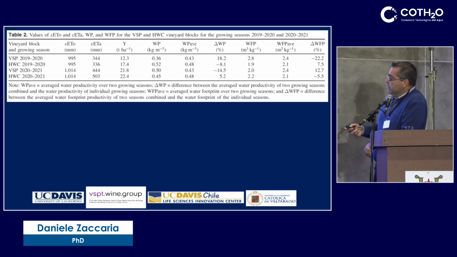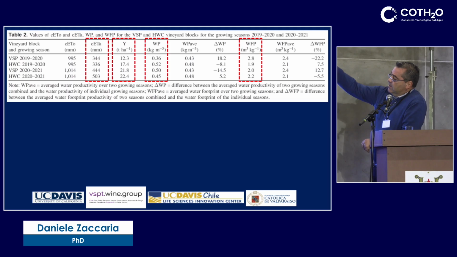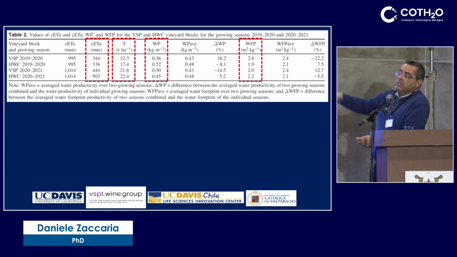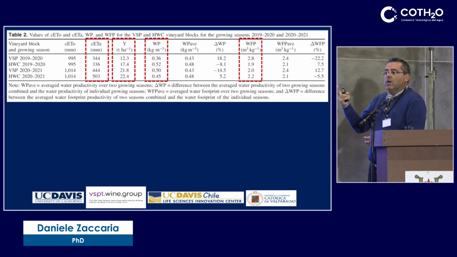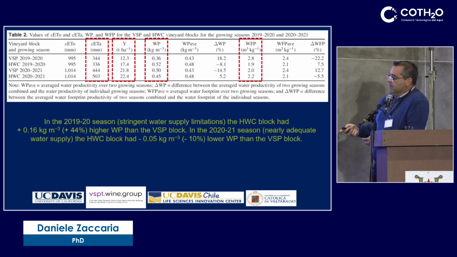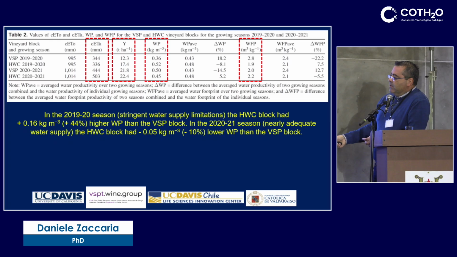Here's the final slide that I have. I wanted to show you the results in terms of total ET over the season. The first red column is total yield for high wire cordon and VSP over the course of the 2 years, and water productivity. And we also calculated the reverse of the water productivity, which we call the water footprint. And so here's what we found. In the drought year, 2019-20, because of the water supply limitation, the high wire cordon block had a higher water productivity, all right, than the VSP.